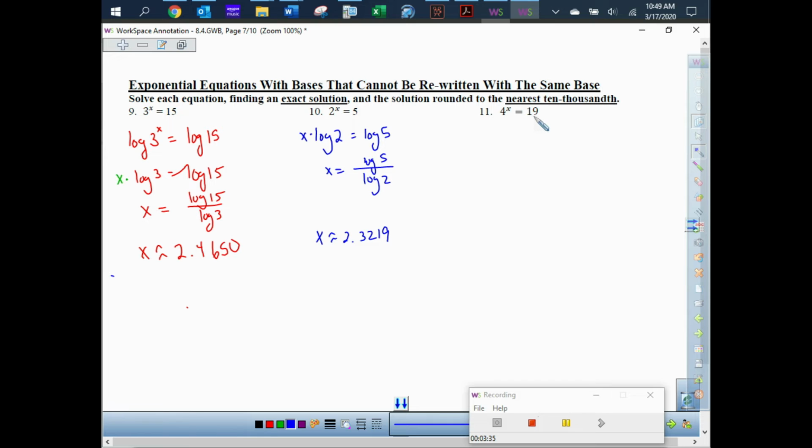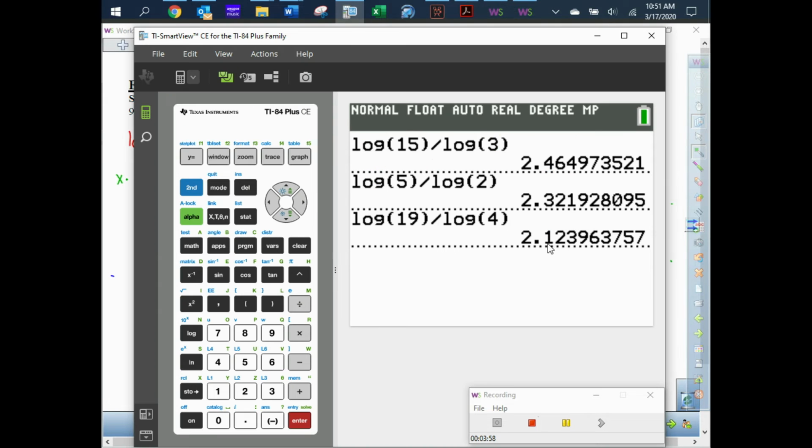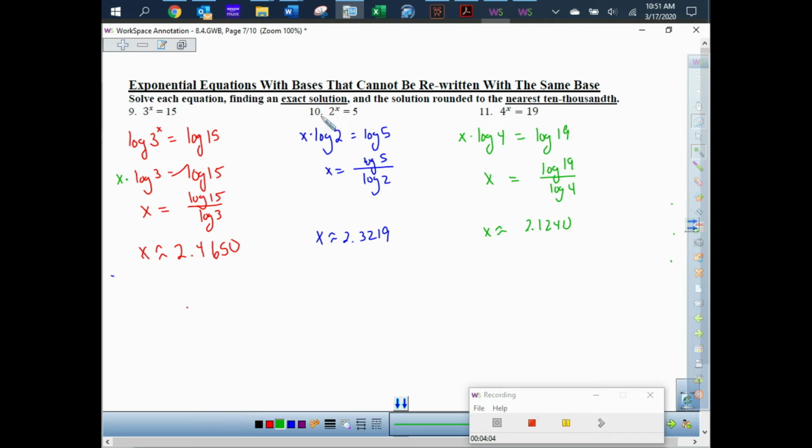4 is not a power of 19, so we're going to log both sides. Pause the video, try to get that done. So remember, when we log both sides, the exponent comes down in front, then you divide by the log of 4, and because we're rounding to 4 decimal places, 2.1240, because the 5th digit is 5 or larger. So those are plain Janes right there.